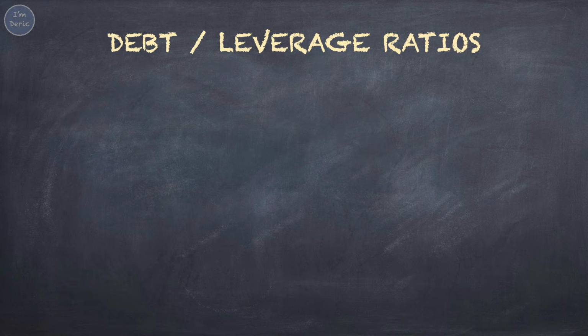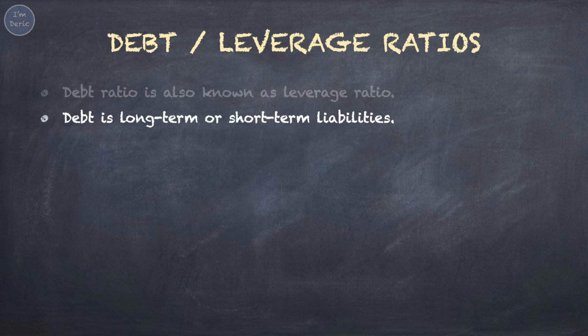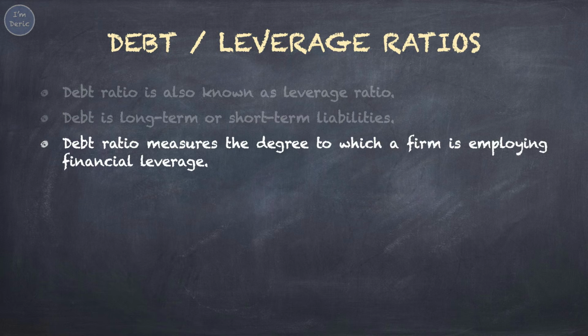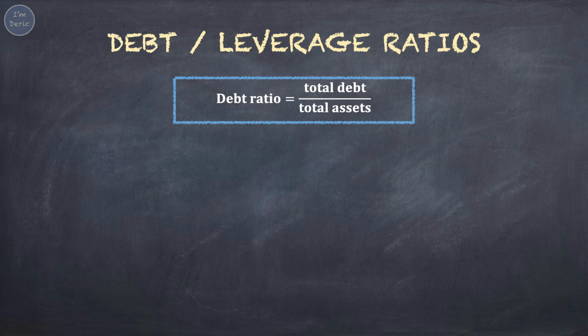The next category, debt ratio. It is also known as leverage ratio. Debt is long-term or short-term liabilities. Debt ratio measures the degree to which a firm is employing financial leverage. Firms with high debt offer less protection to the creditors in the event of bankruptcy. To calculate debt ratio, we take total debt over total assets.